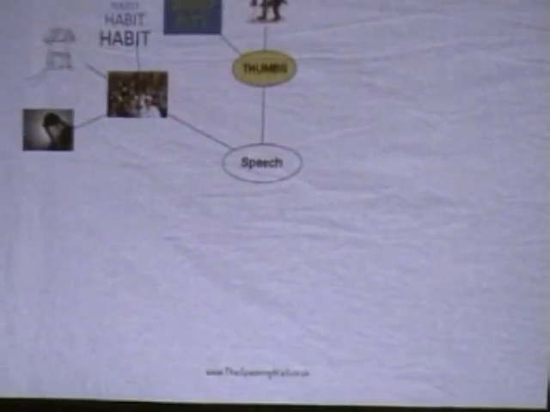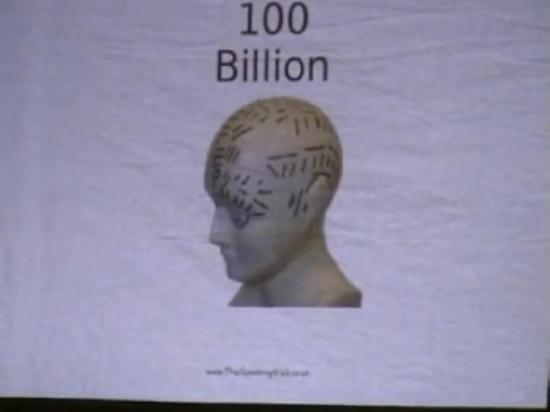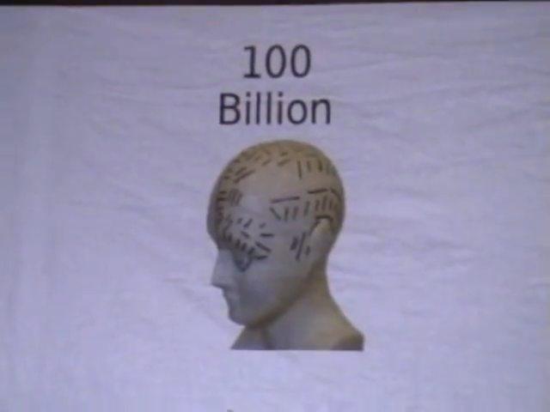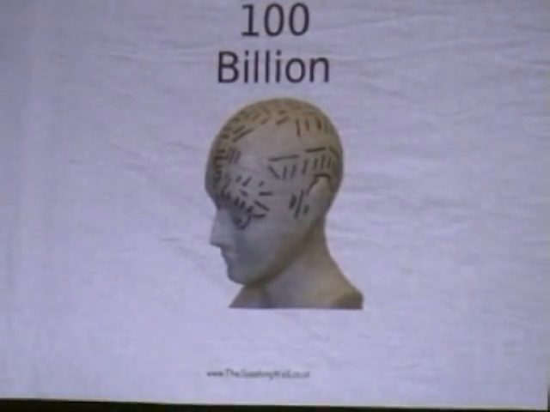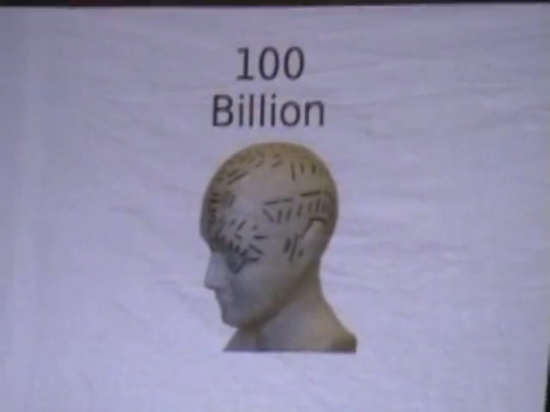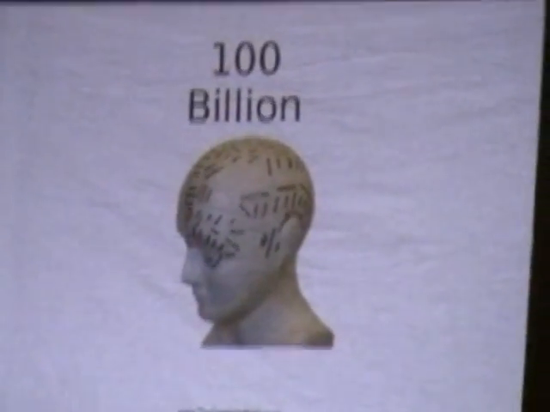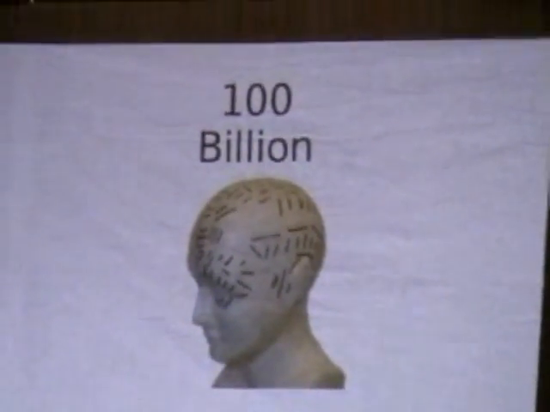Can you teach an old dog, like me, and everyone else, new tricks? Well, the answer is yes. Within your brain, you have something like 100 billion cells, 100 billion neurons, which means that you have a huge capacity for learning and for changing habits.